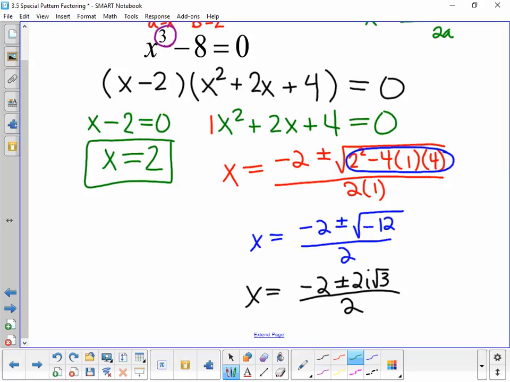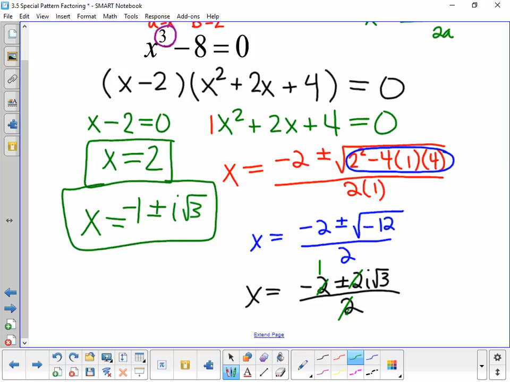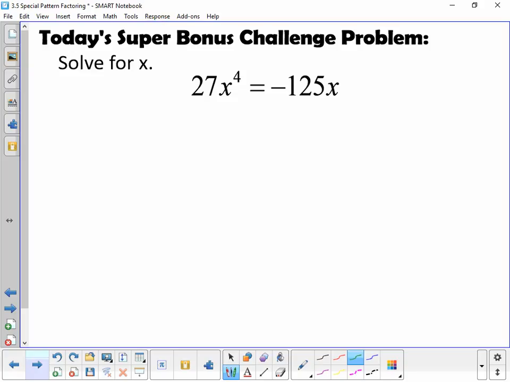So you might notice that we have a factor of 2 in all of those positions, so we can reduce that. And so we end up with x is equal to negative 1 plus or minus i root 3. And it's really just, in this case, divided by 1 now because we reduced that 2. So here are our other 2 solutions for a total of 3 solutions. All right, I'm not going to go through this whole problem. I just want to show you the beginning.